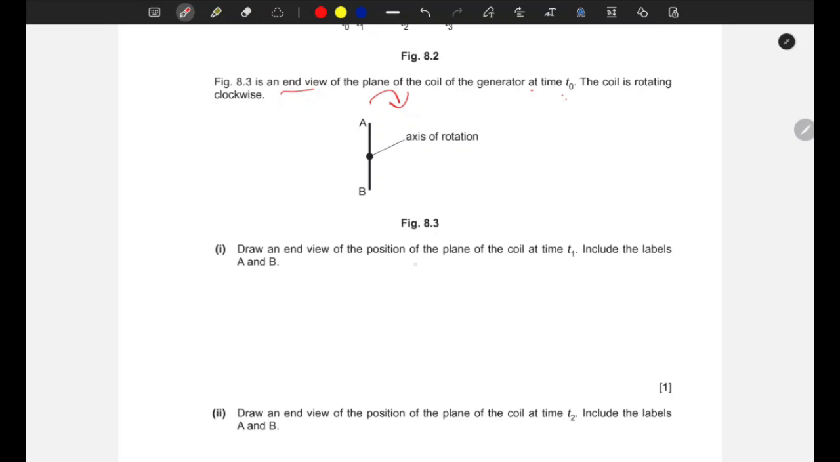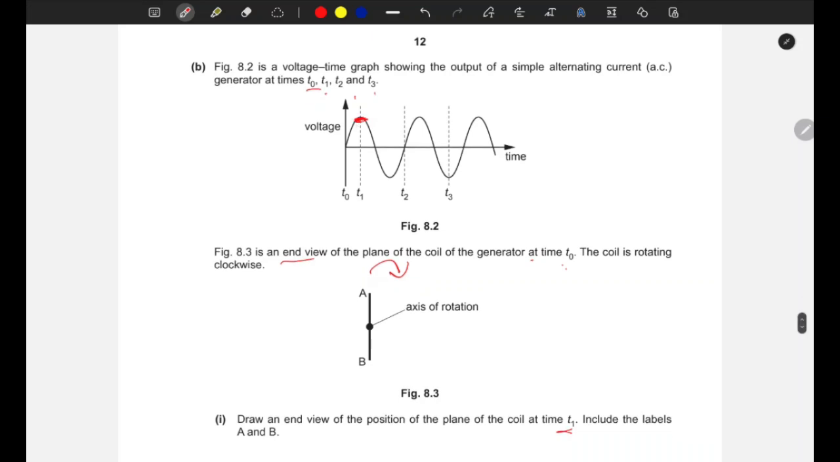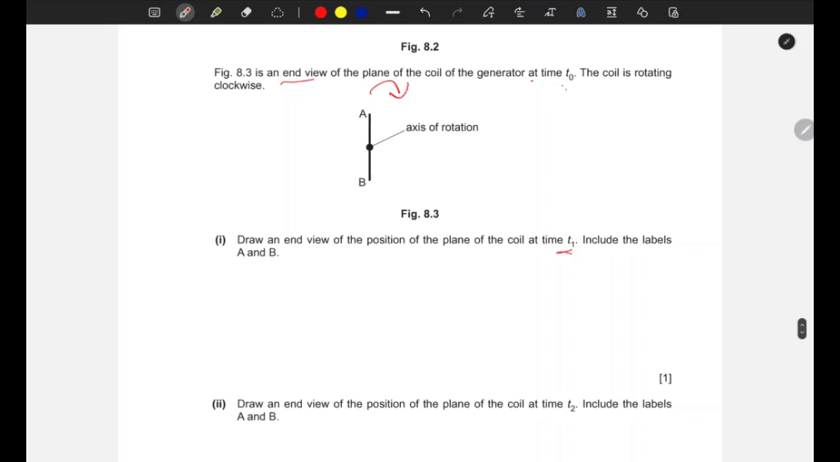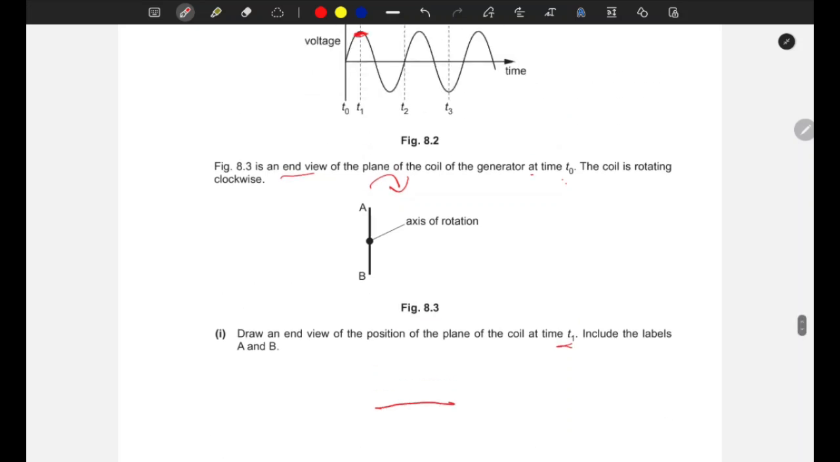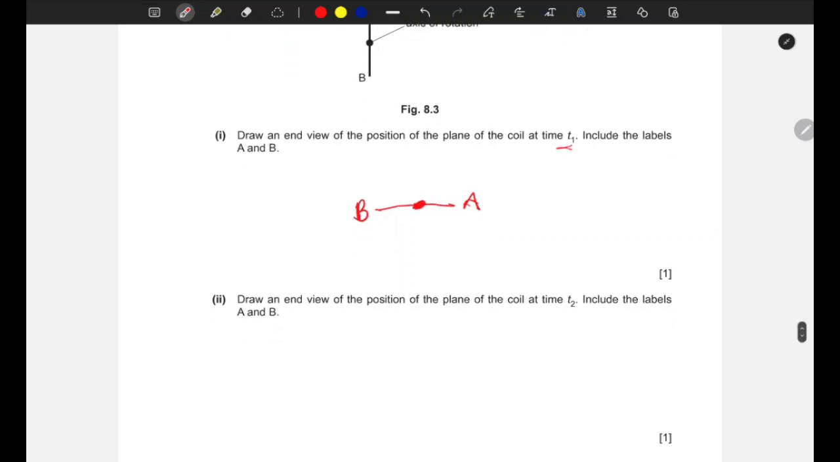Draw an end view of the position of the plane of the coil at time t1. So at t1, it's at the maximum. Since it's at the maximum voltage, that means it's going to be horizontal. So the current is maximum at the horizontal position. This is a fact to know. So we have the axis of rotation, and since it's rotating this way, we have A and B over here.